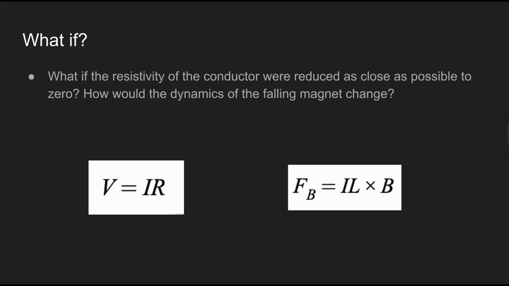What if the resistivity of the conductor were reduced as close as possible to 0? How would the dynamics of the falling magnet change? Using Ohm's law, if the resistivity in the conductor was almost 0, the current would have to increase drastically. This change would greatly increase the magnetic force on the bar magnet.